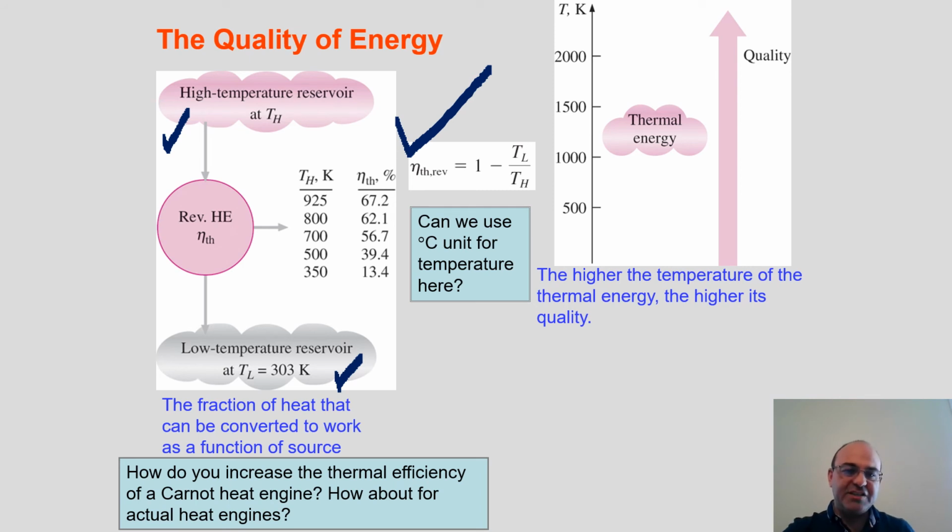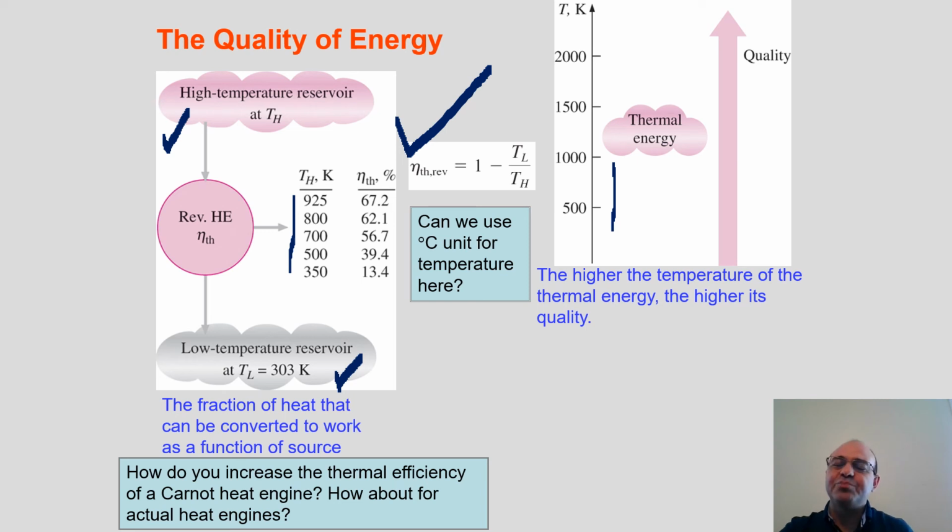So now the efficiency is 1 minus TL, which is fixed, over TH. You can see from this equation that if you increase TH, the temperature of the source, then the efficiency of the cycle increases. So the higher the temperature of the source, the high temperature reservoir, the higher the efficiency of the cycle. And this is shown here. As you increase the temperature of the source, the efficiency of the heat engine increases.